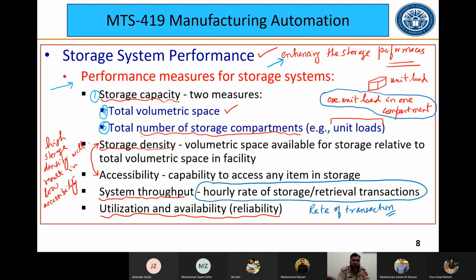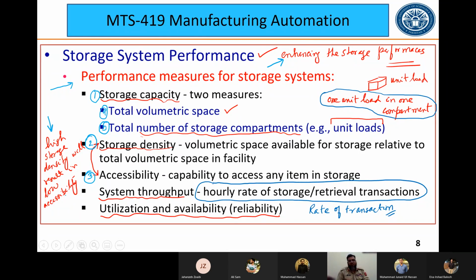Then the next is the storage density. The storage density is the volumetric space available for storage relative to the total volumetric space in the facility. So how much space you are utilizing for the storage in relation to the volumetric space of the facility. And the third part is the accessibility. It's the capability to access any item in storage. So if you see the storage density and accessibility, they are related. If you look at this line which is written, high storage density will result in low accessibility. So what does that mean?